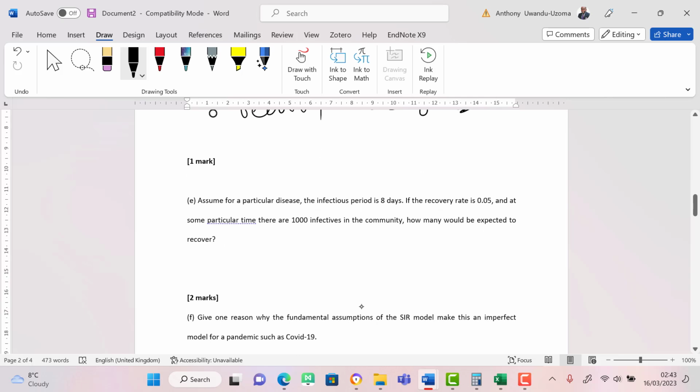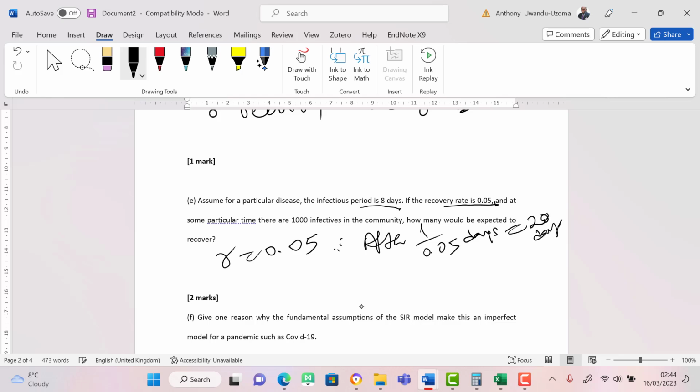Now, assume for a particular disease that the infectious period is 8 days, and the recovery rate gamma is 0.05. How do we interpret this gamma? It means that after 1/0.05 days, the person will recover. 1/0.05 is 5/100, so if I invert it, that'll be 100/5. That will be 20 days. So that means the person will recover after 20 days.